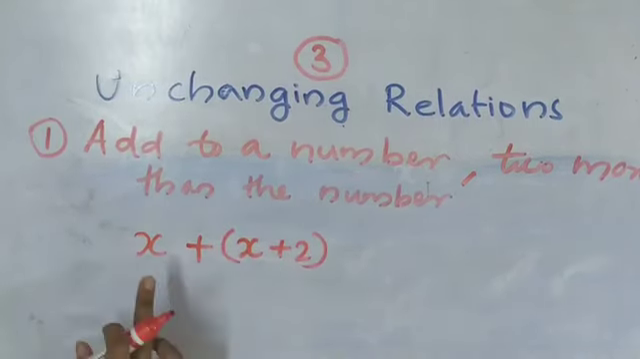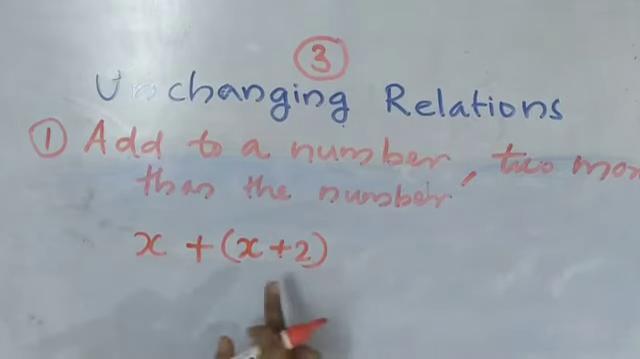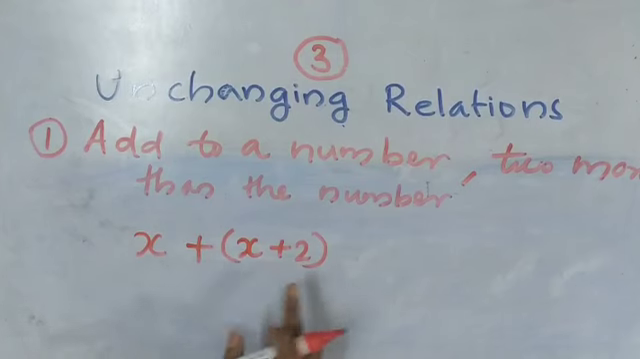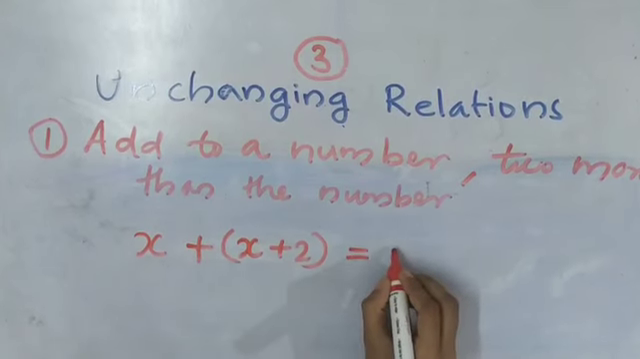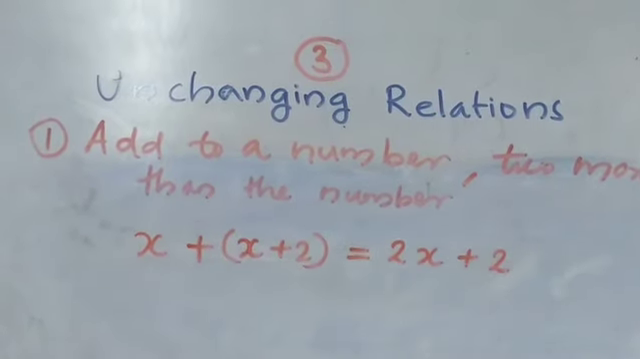Okay, so add to a number, the number is x. 2 more than the number will be x plus 2, which is equal to 2x plus 2.